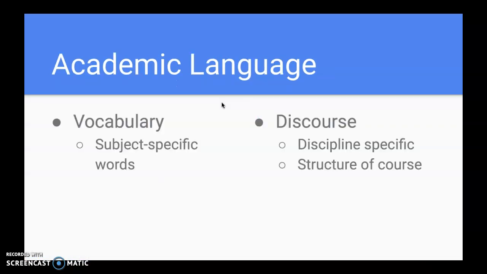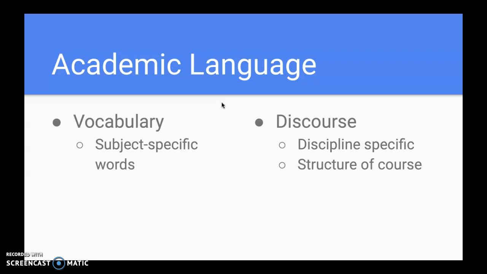So first, I'll be starting with academic language, and the two main focus points for academic language are vocabulary and discourse. Vocabulary for PE is really just subject-specific words. If we're doing a basketball unit, we'd be talking about dribbling, passing, and shooting. If we're doing a football unit, we'd be talking about touchdowns, incomplete passes, running the ball, and what a tackle is. So it's really more about the actual subject words, versus discourse.